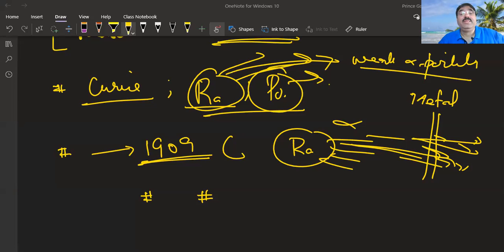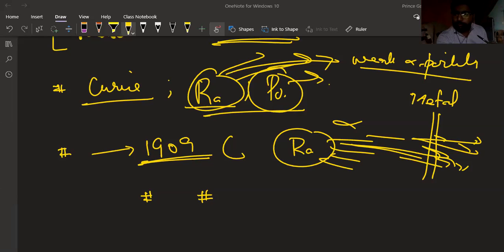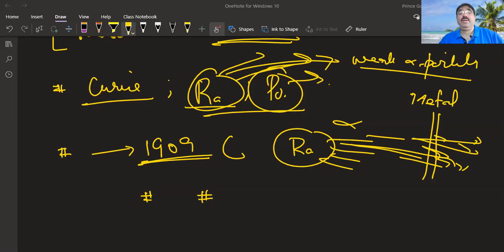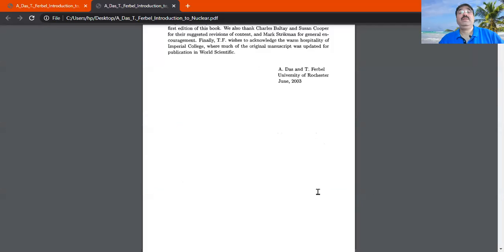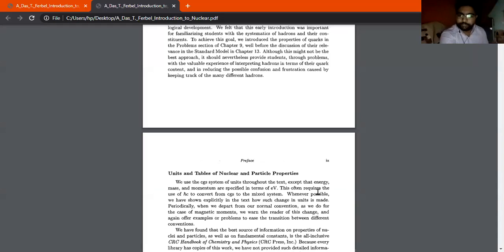You can see this. Are you able to see what I'm scrolling? No, sir, you are sharing only the OneNote window. You have to share the desktop. Okay, I will share the desktop. Now is it clear? Yes, sir, now we can see the book.